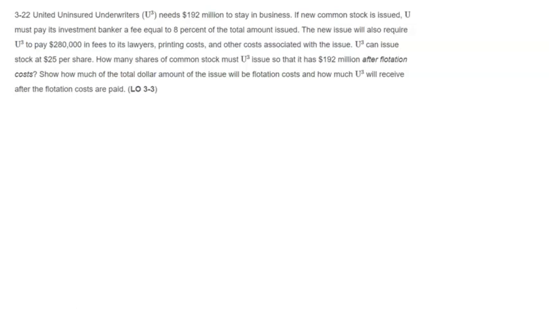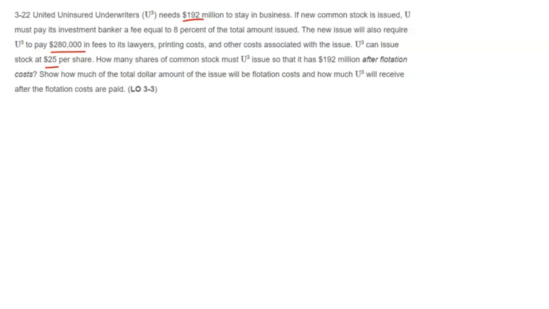United Uninsured Underwriters, U-Cubed, needs $192 million to stay in business. If new common stock is issued, you must pay its investment banker a fee equal to 8% of the total amount issued. The new issue will also require you to pay $280,000 in fees to its lawyer. So we get 192 plus the 280. Printing costs, other associated costs with the issue. You can issue stock at $25 a share.